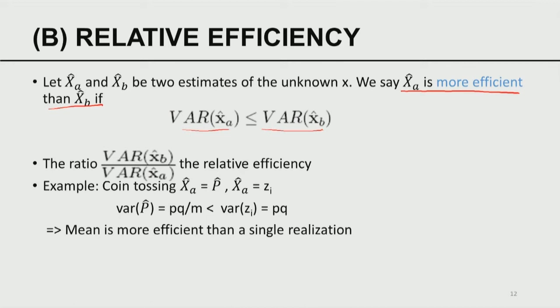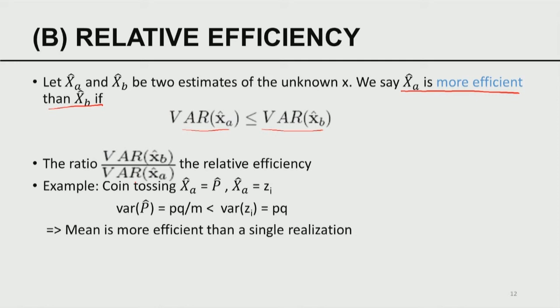Suppose somebody gives you two estimates of the same unknown. How do we compare? First we compute the variance of these estimates. Please remember these estimates are random variables. A random variable has a distribution, hence it has a variance. So each of the estimates, being random, has an associated variance. The one estimate with the lesser variance is said to be more efficient than the other. The ratio of the variance of x b to the variance of x a is called the relative efficiency of the two estimates.